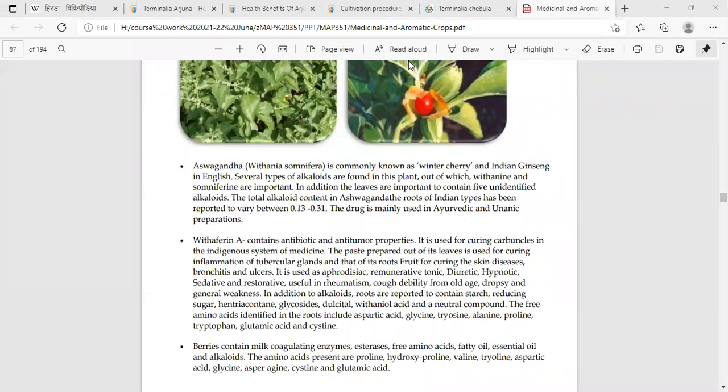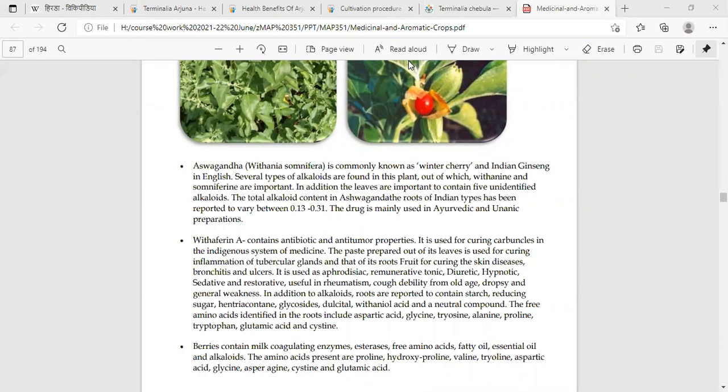So again, bronchitis and ulcers are also cured with this constituent. Then it is used as an aphrodisiac, then rejuvenative, tonic, diuretic, hypotonic, sedative, and restorative. Useful in rheumatism, cough, debility from old age, then leprosy, then general weakness. So these are the diseases which can be cured by this ashwagandha root powder.